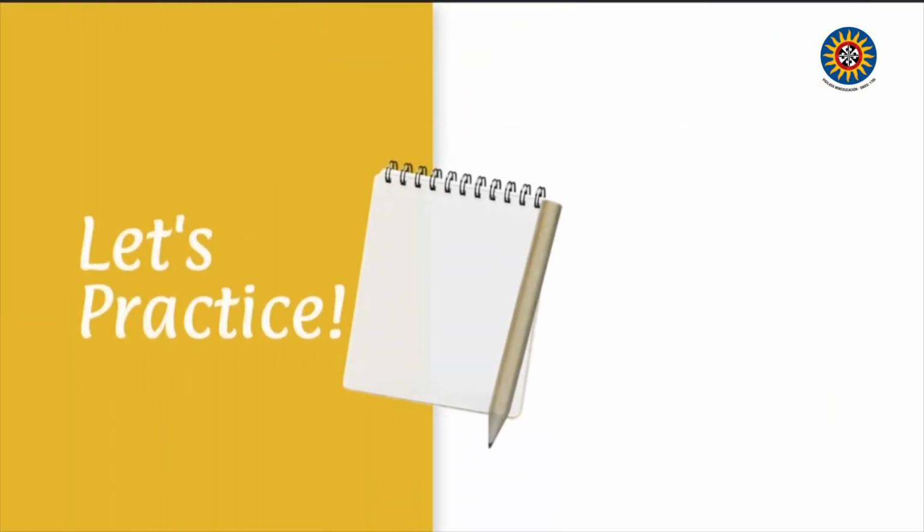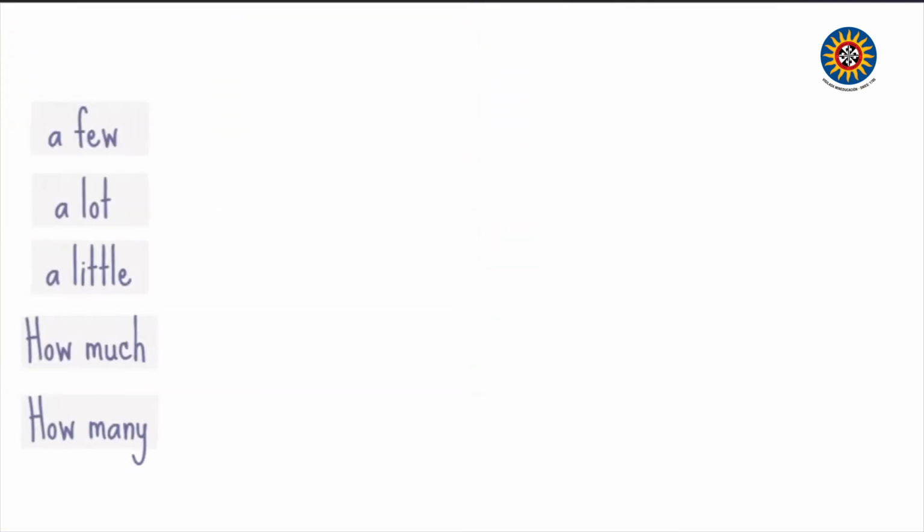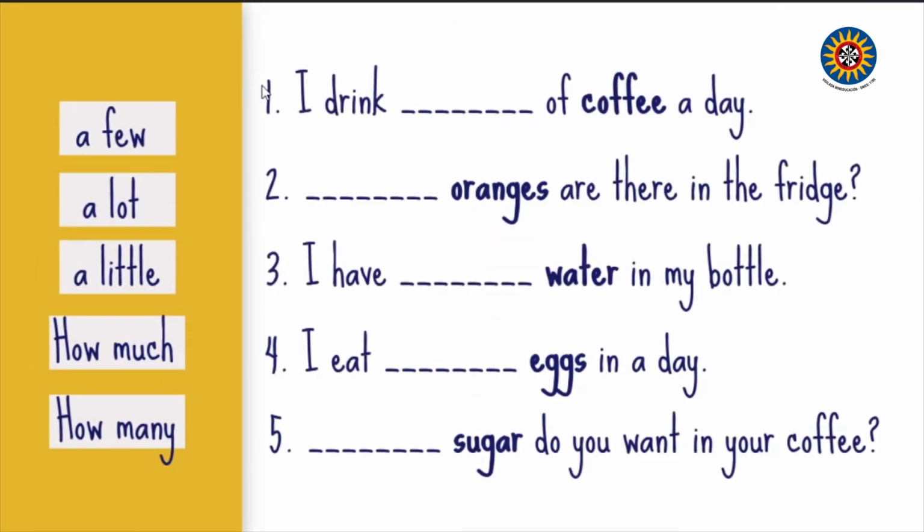Okay, now let's practice. Here I have some sentences. I'm going to ask you to help me to complete the sentences using the words on the left. Remember, you can pause the video if you need time to answer. Now, let's start with the first one. I drink blank of coffee a day. So, which do you think is the correct option for this sentence? Okay, the correct option is a lot. And you know it because this is the only quantifier in the list that is followed by the preposition of.